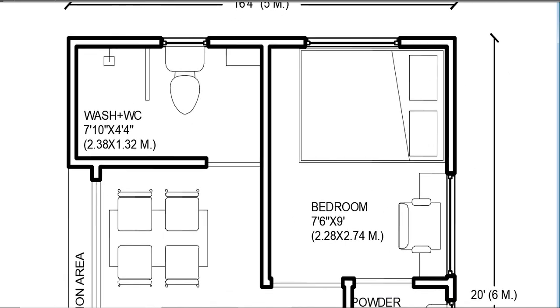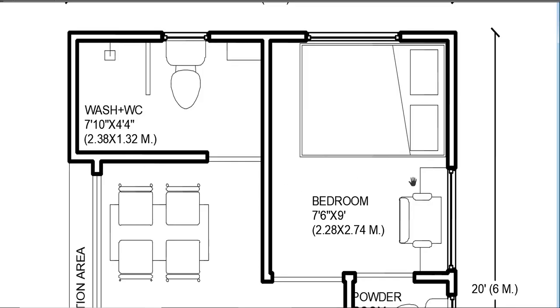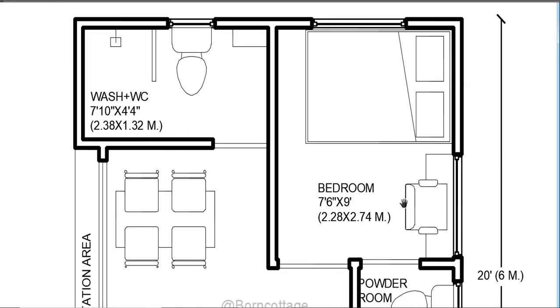So we have a bedroom here. Size of the bedroom is 7 feet 6 inches into 9 feet, in meter 2.28 into 2.74 meter. You can see here the bed arrangement and also a study table with chair, and we have 2 large size window for ventilation of this room.